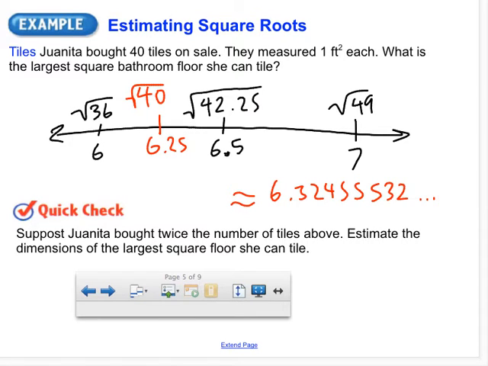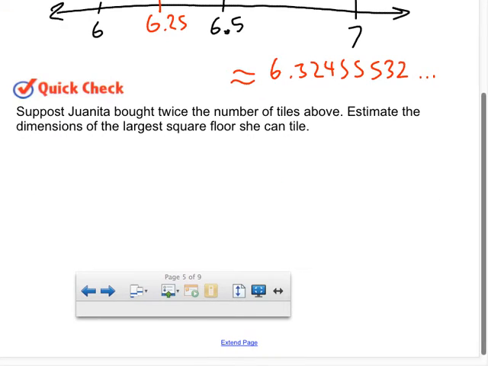All right, so guess what? She decided that's too small of a bathroom. So now Juanita has bought twice the number of tiles. So how many does she have now? 80. She's got 80 tiles. So we're trying to estimate the square root of 80 so we know how big her bathroom can be with 80 tiles. It's supposed to say suppose.